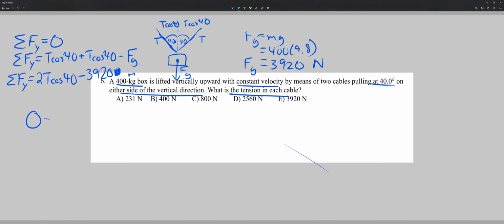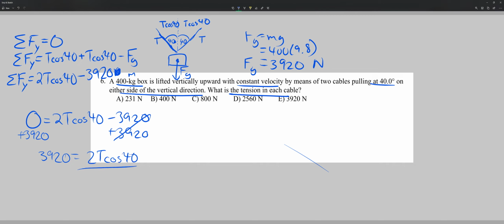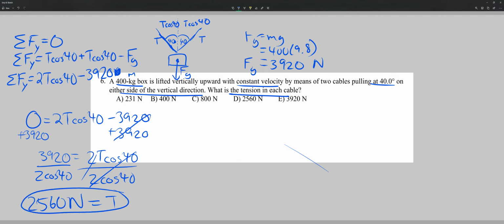So I'm gonna further simplify this. 0 equals 2t cosine 40 minus 3,920. I'm gonna add 3,920 to both sides. So you have 2t cosine 40. Divide by 2 cosine 40 there. And then when you do your math, you should get 2,560 newtons. And this would be your tension. So now we successfully solved for tension there.